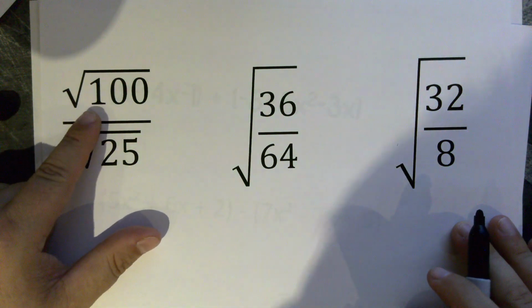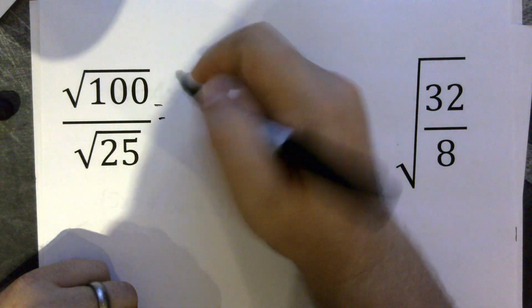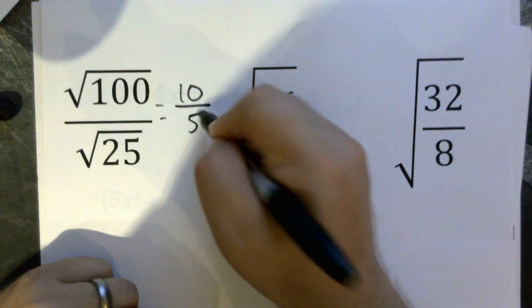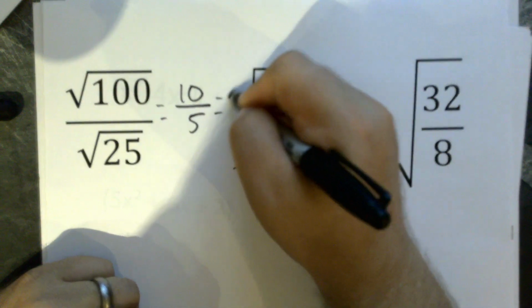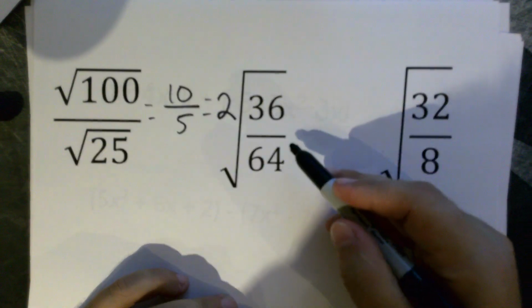So the square root of 100 is a perfect square, and the square root of 25 is as well. The square root of 100 is 10. The square root of 25 is 5. 10 divided by 5 is 2. And we're done. All right, let's look at the next guy.